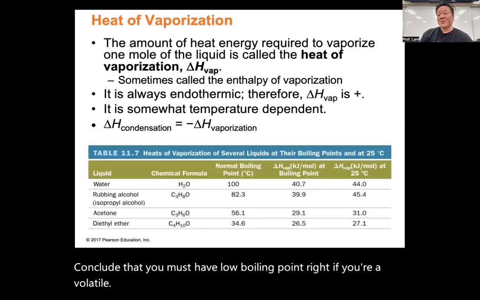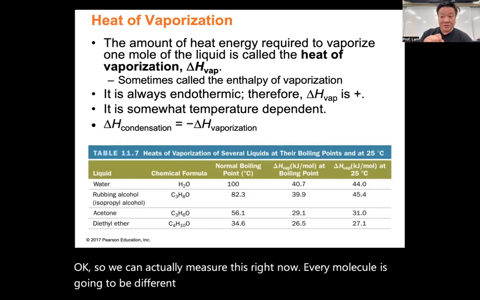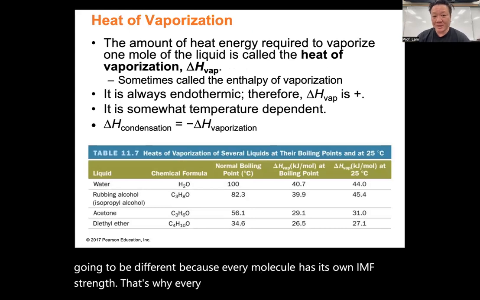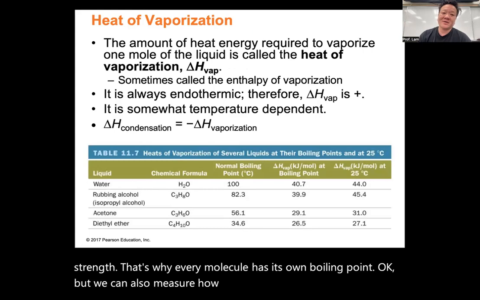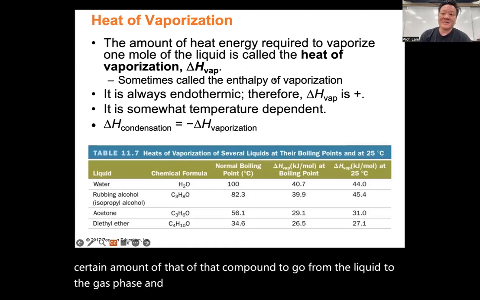Okay, so we can actually measure this, right? Now, every molecule is going to be different because every molecule has its own IMF strength. That's why every molecule has its own boiling point, okay? But we can also measure how much it takes to get a certain amount of that compound to go from the liquid to the gas phase. And we call this the heat of vaporization, or delta H vap for short.